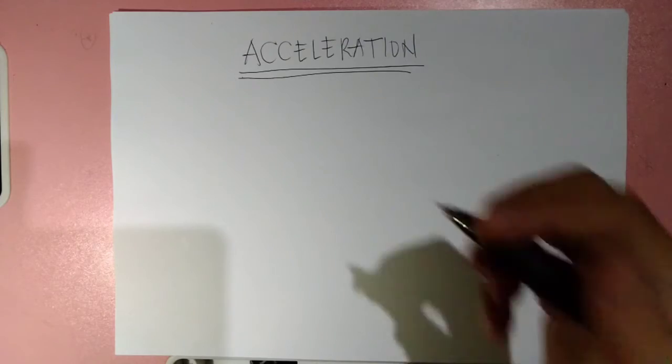So the next quantity we will be talking about in relation to kinematics is acceleration. By definition, acceleration is the rate of change of velocity, and since velocity is a vector quantity, a change can be in either magnitude or direction. It can also be both change in magnitude and direction.